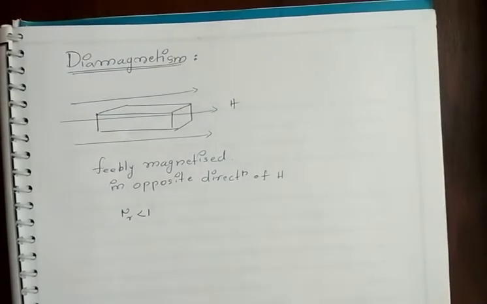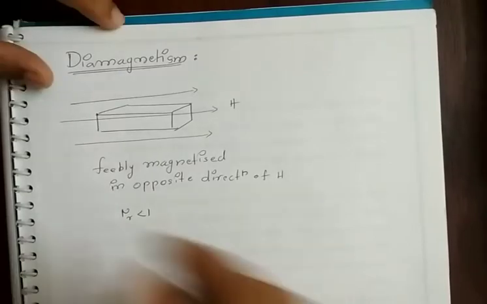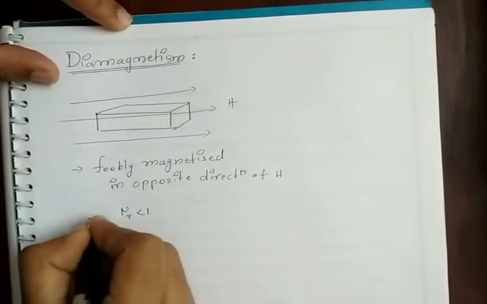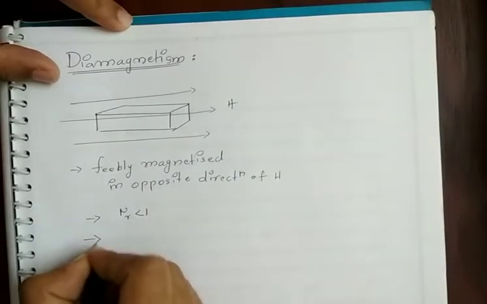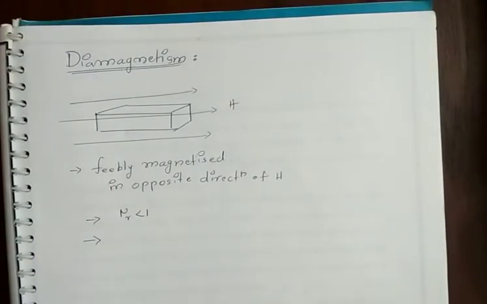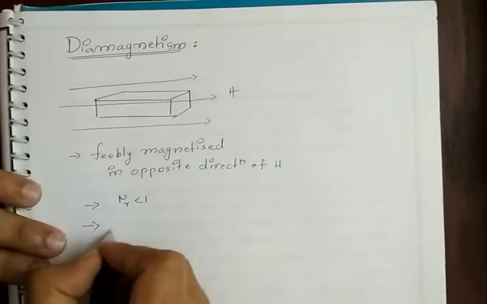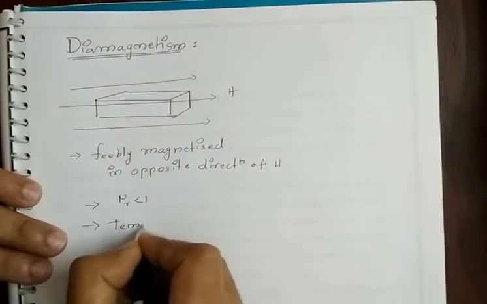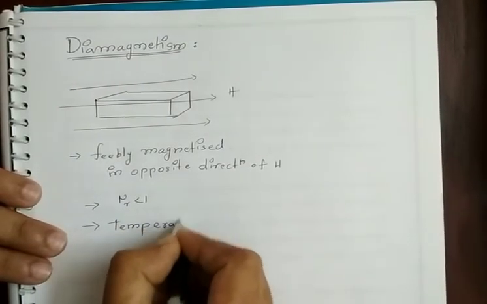This is the basic difference of a diamagnetic material and paramagnetic material, and also its behavior is independent of temperature. In the previous case, for paramagnetic material, we said that it was temperature dependent, but in this case it is temperature independent.